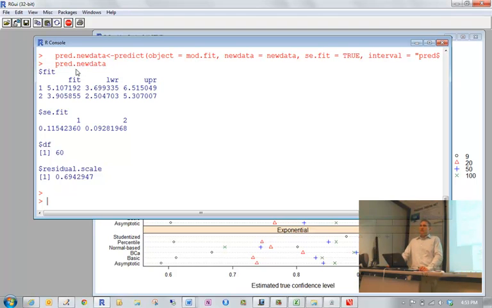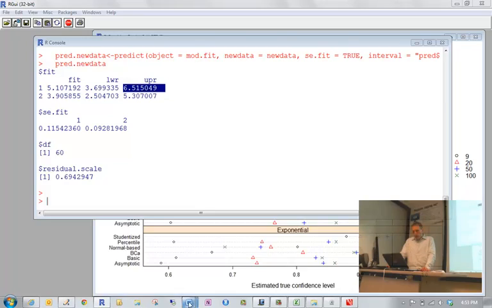Now remember that this is on the log scale. So log y hat is 5.1. The lower bound for the prediction interval is 3.7. Upper bound is 6.5. This is on the very bottom of page 674. Top of page 674. Go over there.